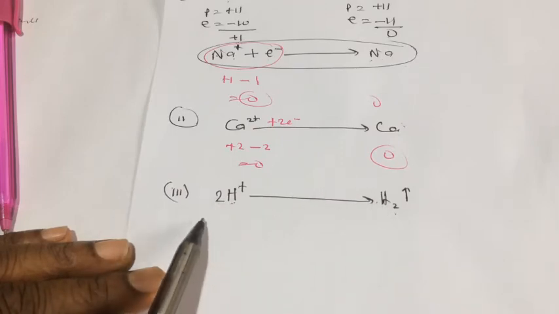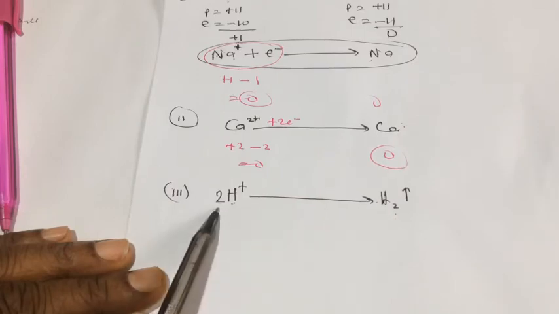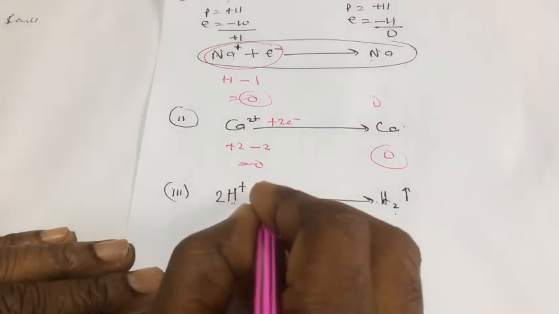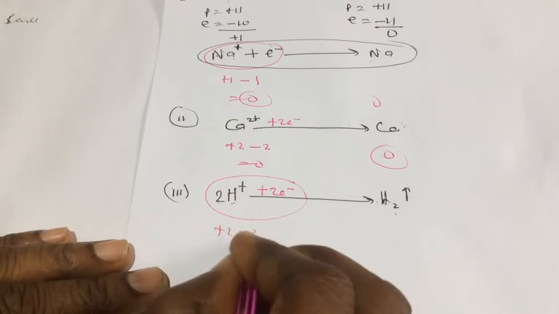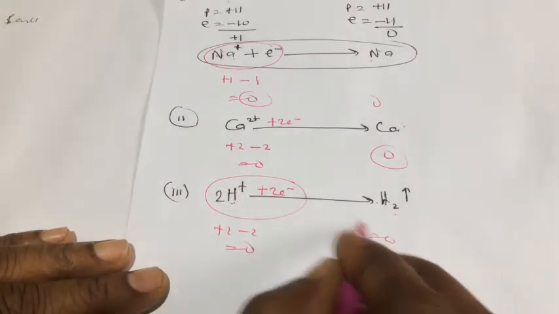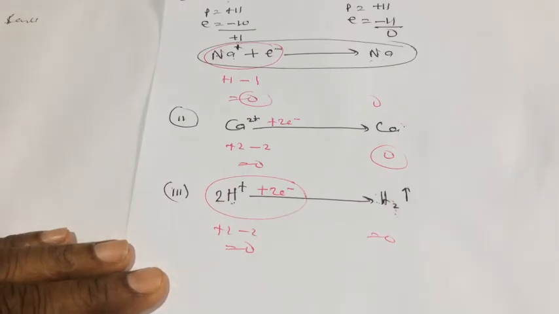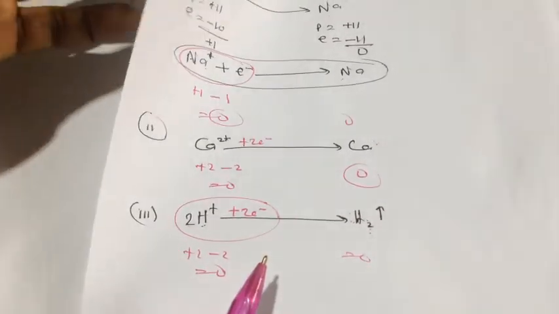Now the charges are not the same. Here it is 0, and here it is +2. So it needs to accept 2 electrons to balance that. The net charge, +2 minus 2, gives you 0. Here is already 0, because it's not combined. It's a neutral element or atom. So this is the half-cell equation for the discharge of hydrogen at the cathode.